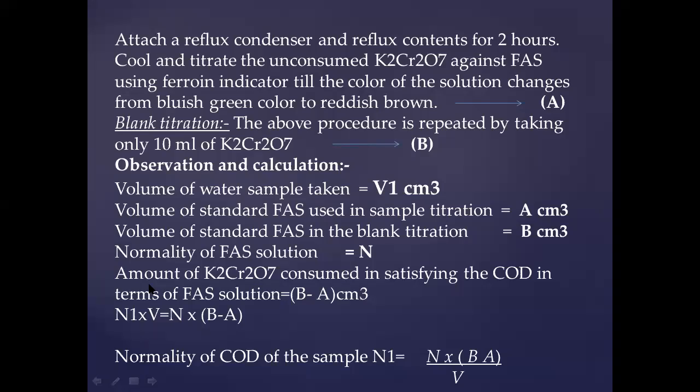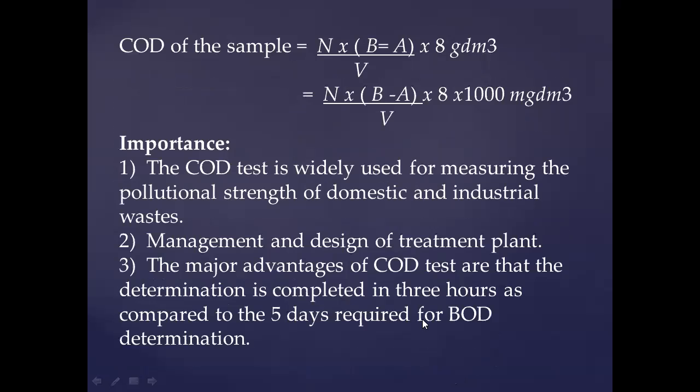N1V1 is equal to N into B minus A. So the normality of COD of a sample is given by N into B minus A, divided by the volume. Therefore, the COD of the sample is equal to N into B minus A divided by V into 8. Here we take 8 because it is the equivalent weight of oxygen. So then it will be multiplied.